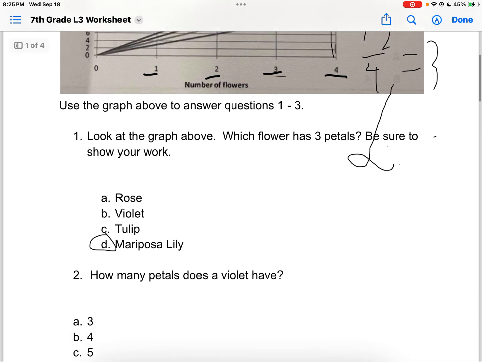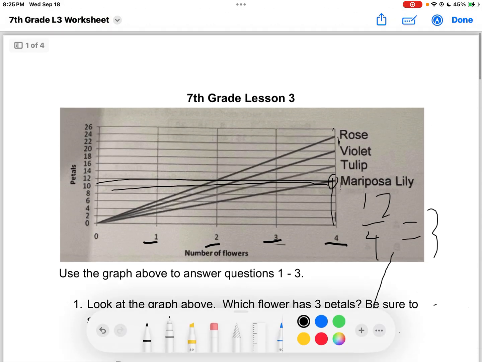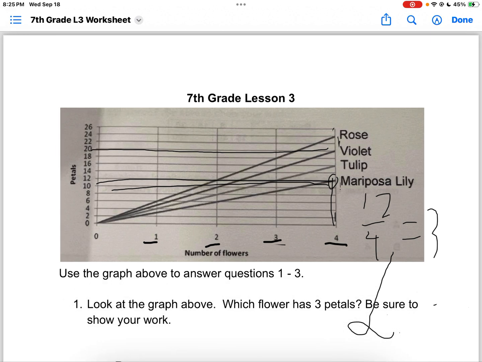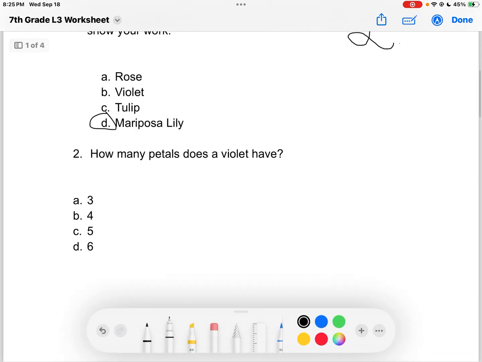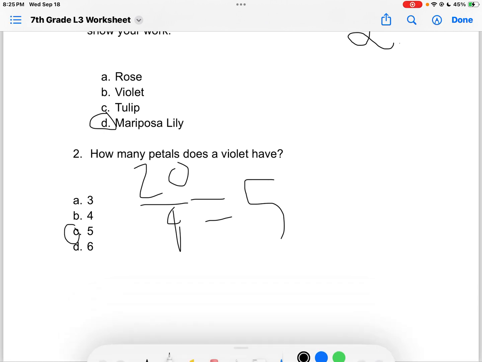Number 2, how many petals does a violet have? We go to violet. So we draw a line. I'll make sure mine's straight this time. And it's 20, so we need to divide 20 over 4 equals 5. So the final answer will be C.